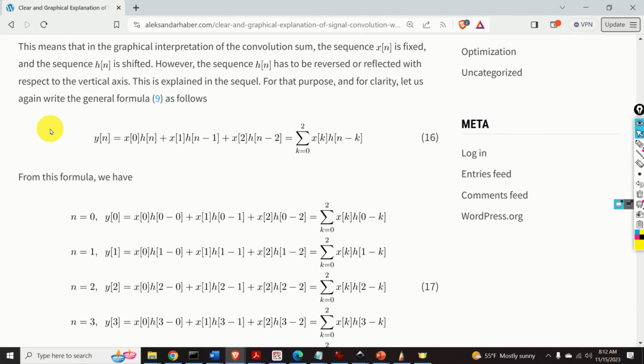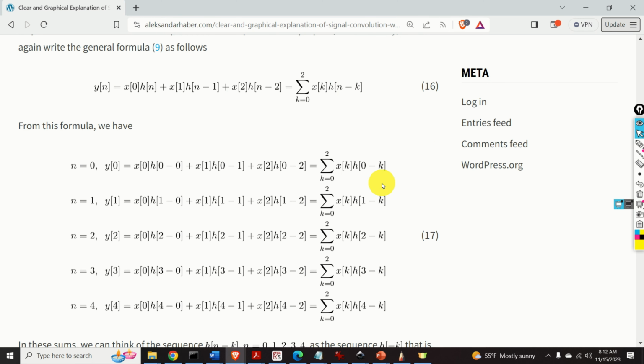For that purpose and for clarity, let us again write the general formula. Here it is. Next, let's expand this formula. However, this time we will keep both the values of n and k. For n equal to 0, we obtain this expression. For n equal to 1, 2, 3, and 4, we will obtain these expressions. Note over here that I keep both values of n and k in this sum.